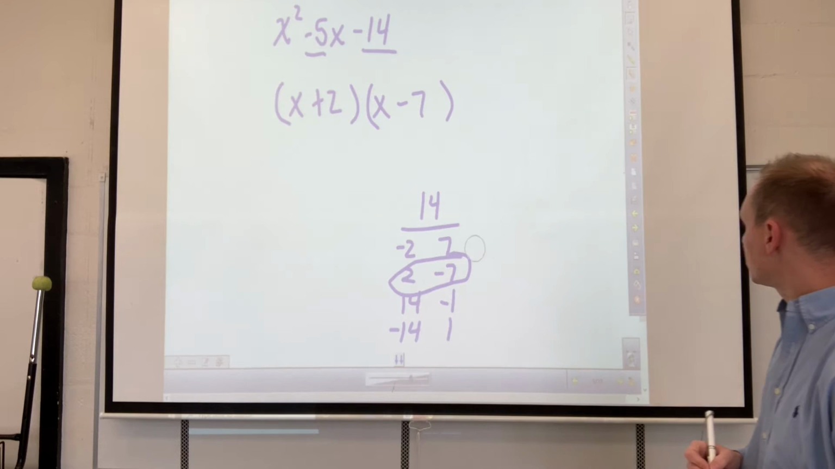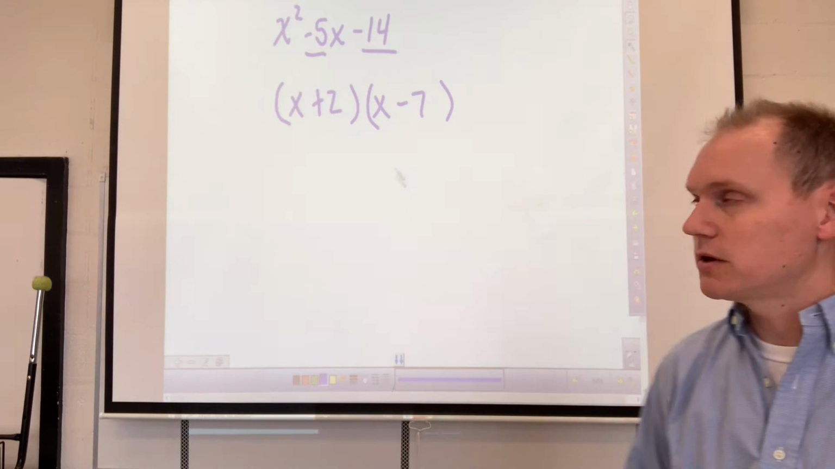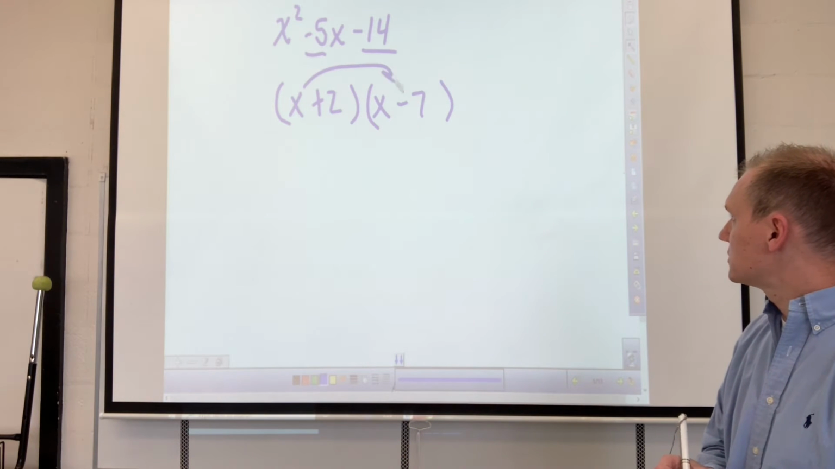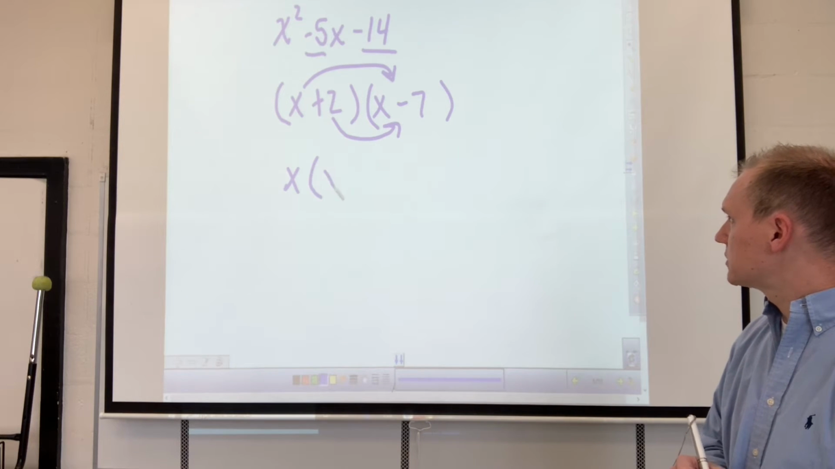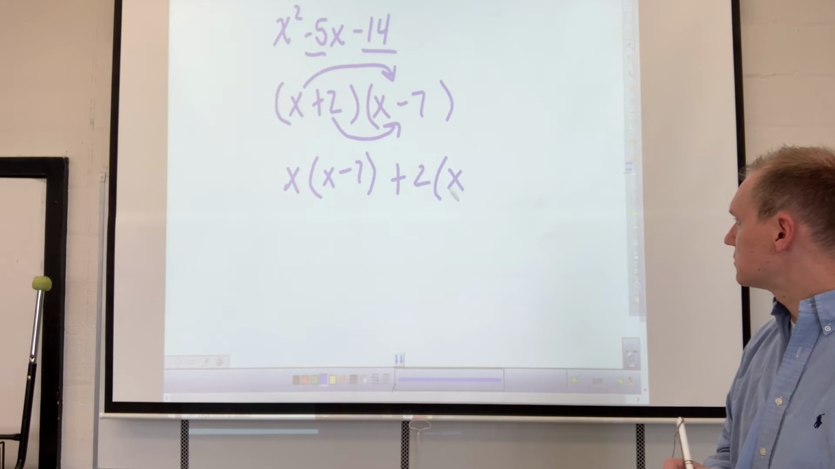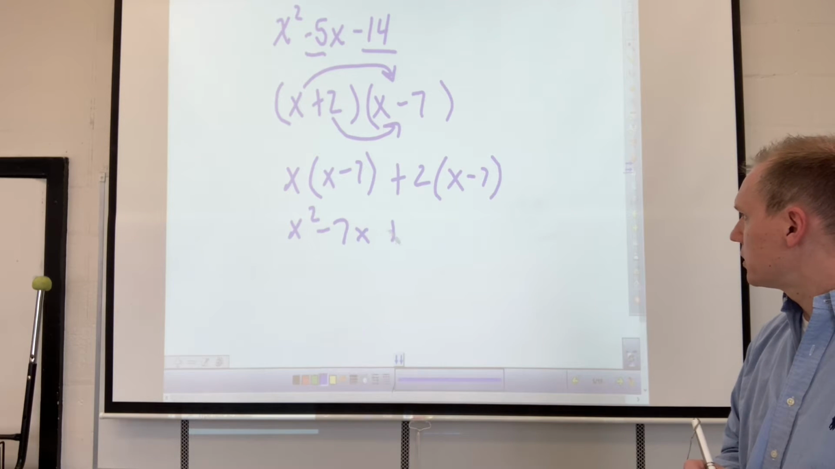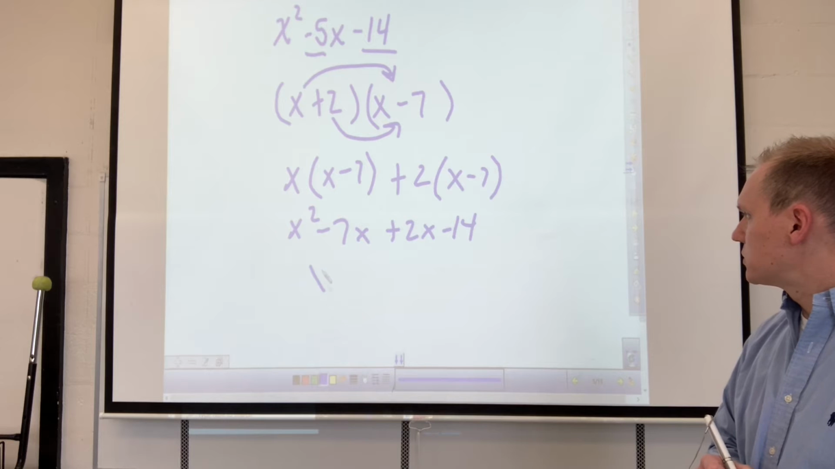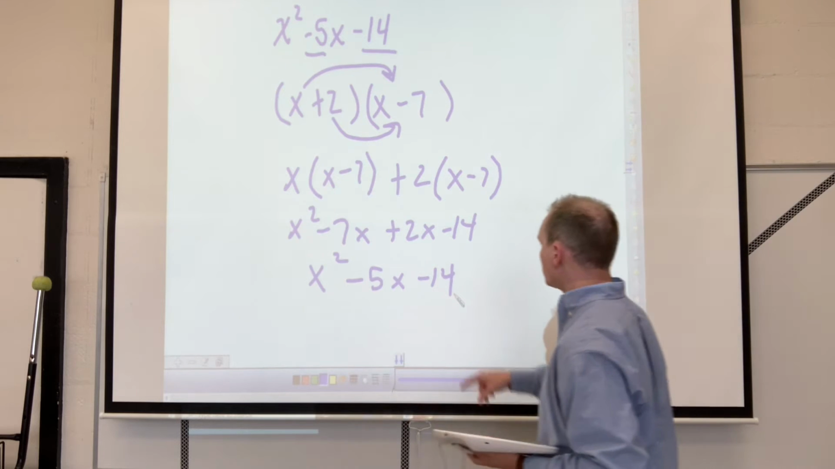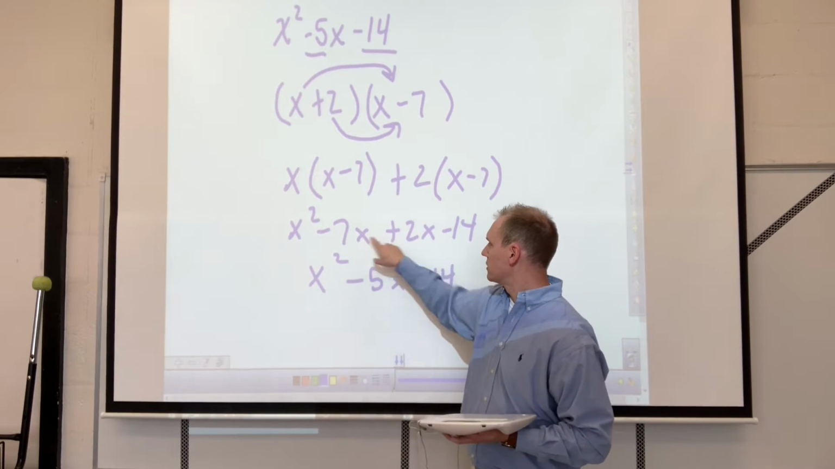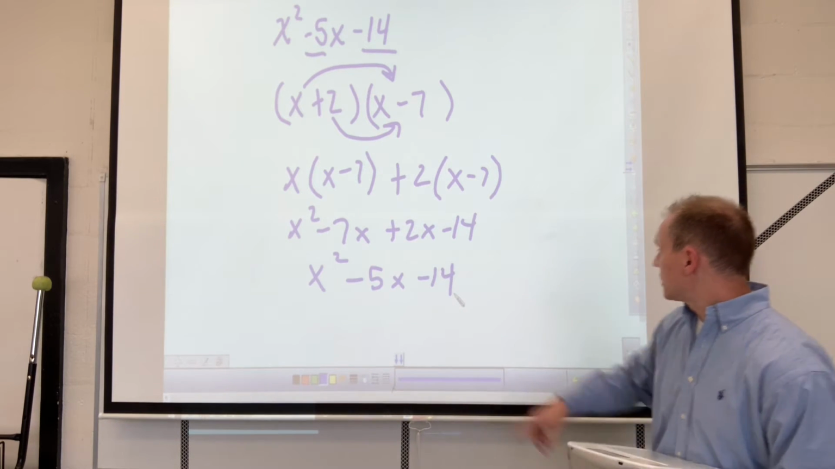Now let's check to make sure that we got this right. And the way we can do that is multiplying it out like we did in our last video. So we're going to distribute the x inside here. We're going to distribute the 2 inside here. So we get x squared, x times x minus 7 plus 2 times x minus 7. So it's going to be x squared minus 7x plus 2x minus 14, which simplifies to x squared minus 5x minus 14. So you can see where the middle term kind of separated here into negative 7 and positive 2. So that checks out, because that's what we started with.